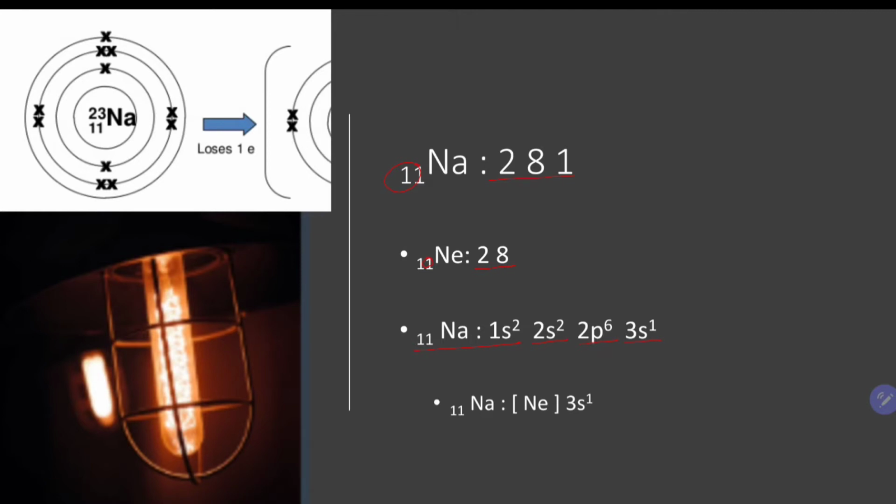But in the latest method, we can write for neon 1s2, 2s2, 2p6. So here for sodium, we have the structure of neon, and then continue with 3s1. So we can write for sodium the electronic configuration as [Ne] and then 3s1.